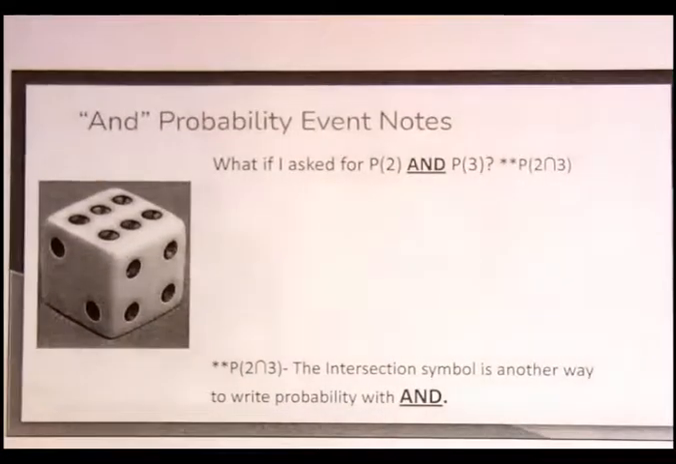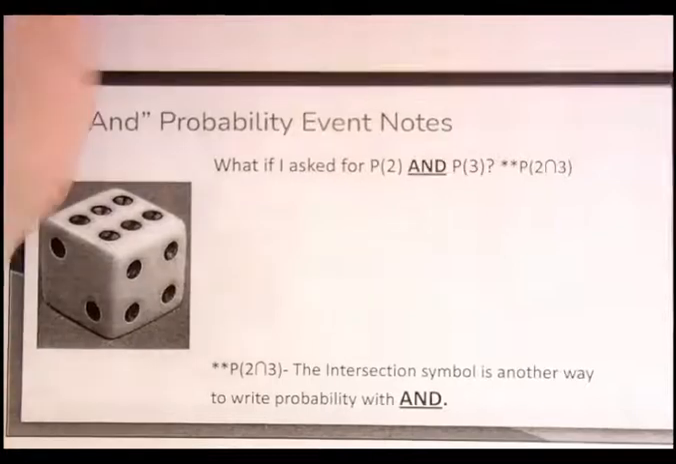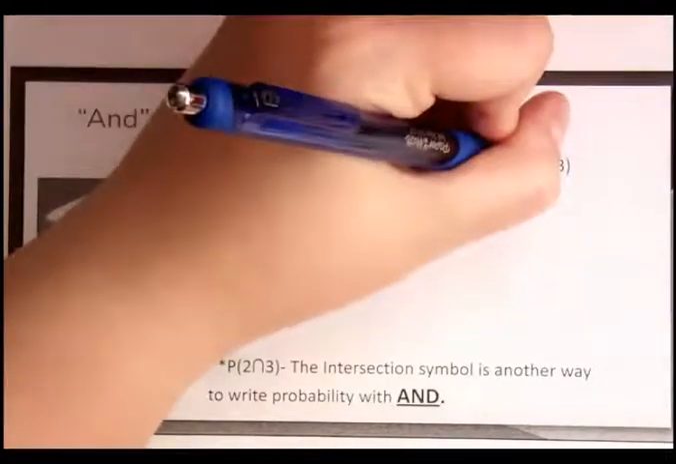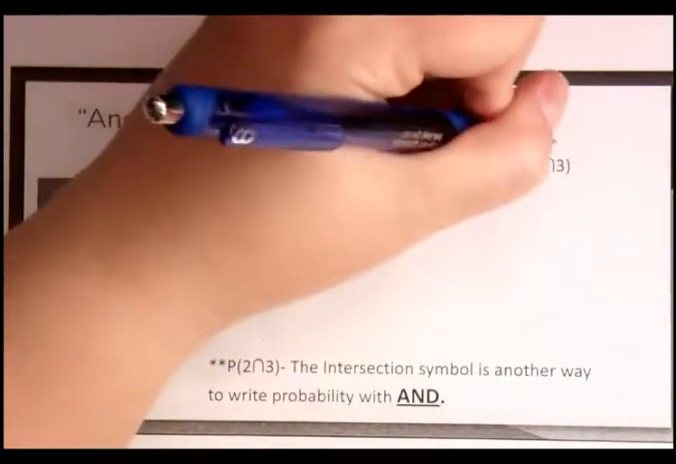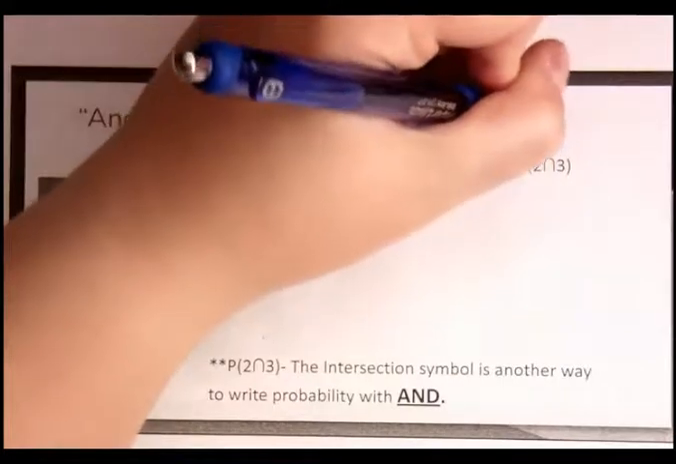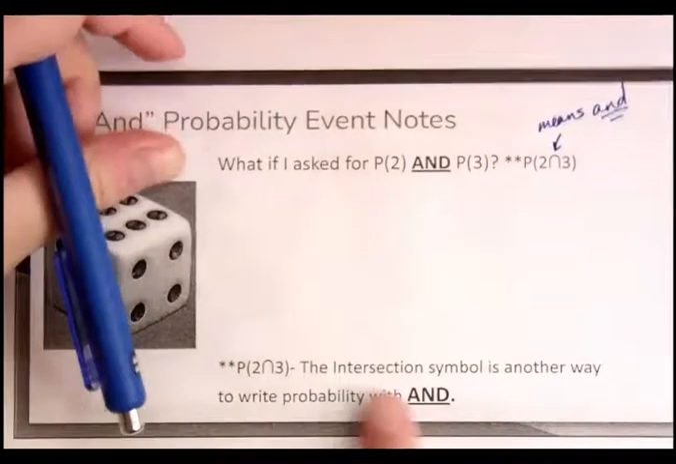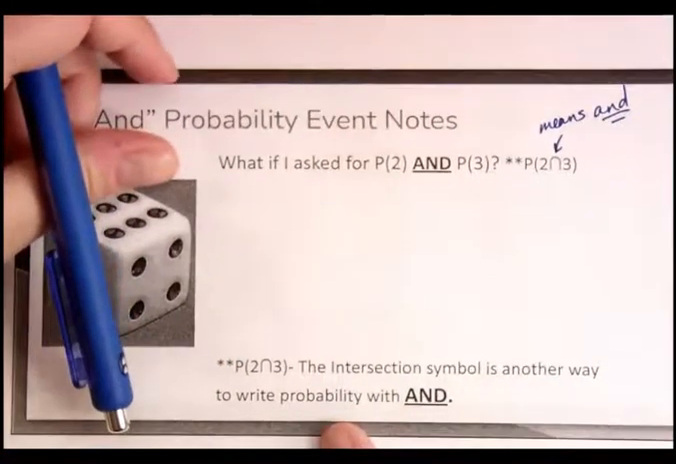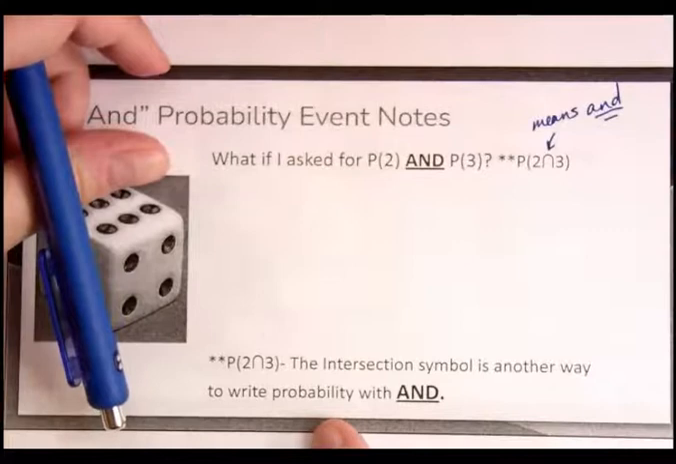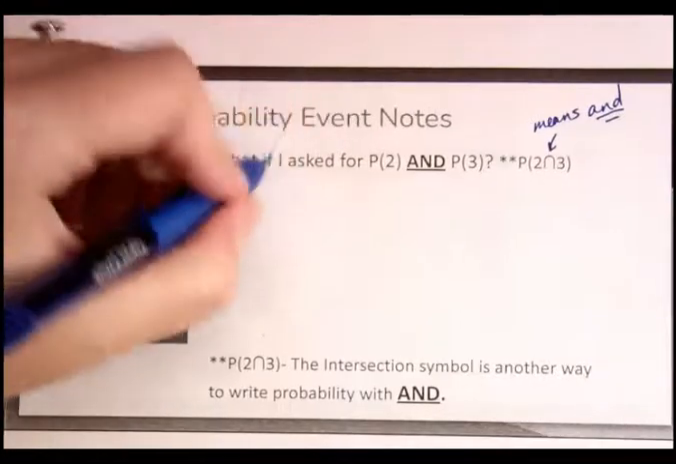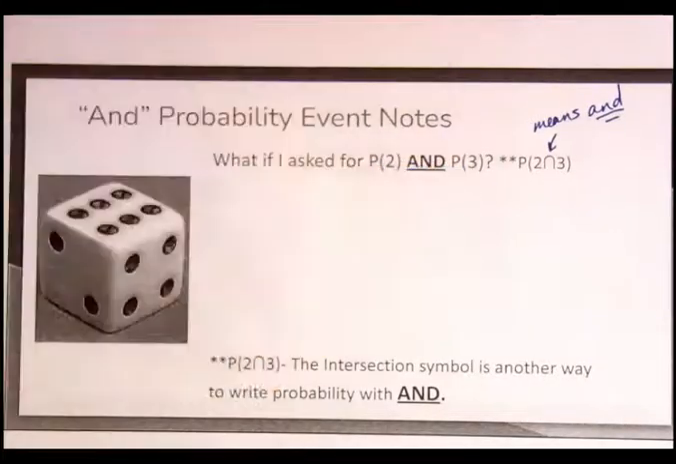Our AND probability is slightly different. If we notice the difference in the symbol, this is an intersection symbol, and it means AND. Intersection symbol, it's another way to write AND. Okay, and so what if I ask for P2 and P3?